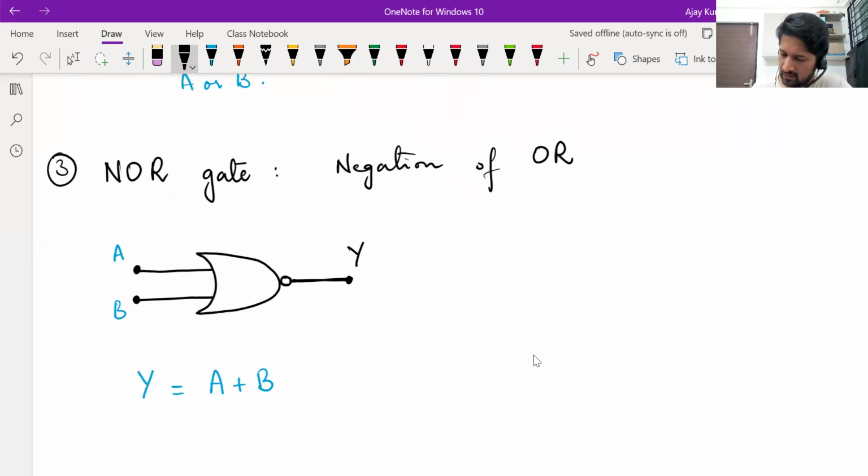This is the output Y. Now, output is the negation of A or B. So, the operation is denoted like this: A plus B whole bar.